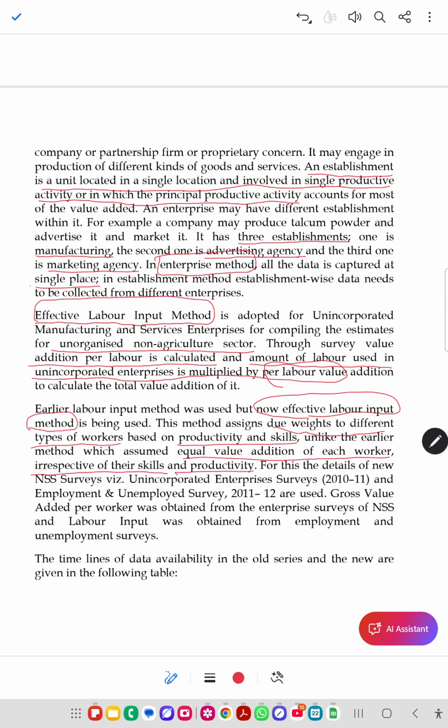For this, the details of the new NSS surveys, Unincorporated Enterprise Survey 2010-11 and Employment and Unemployment Survey 2011-12, are used. Gross value added per worker was obtained from the enterprise survey of NSS and labor input was obtained from the employment and unemployment survey. The timelines of data availability in the old series and the new are given in the following table.